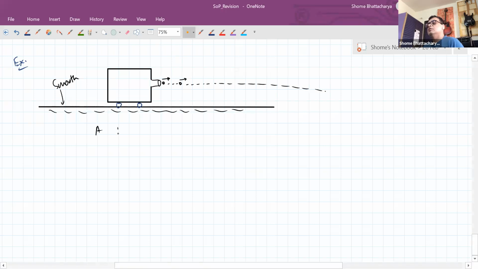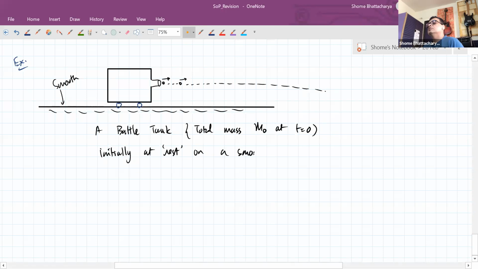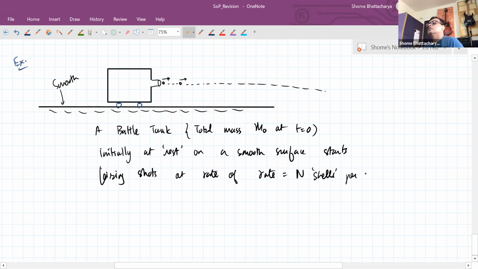So let us say a battle tank of total mass M naught at t equal to zero, initially at rest on a smooth surface, starts firing shots at the rate of n shells per second.